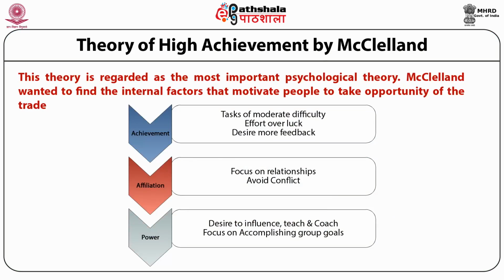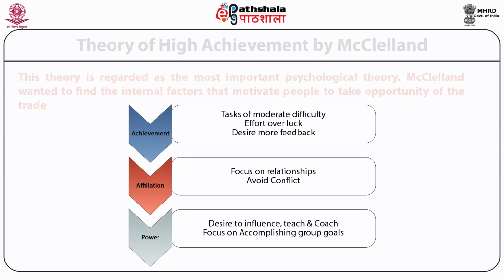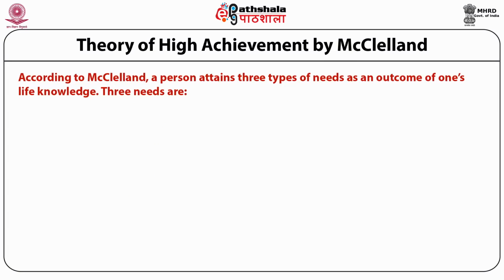Theory of high achievement by McClelland. This theory is regarded as the most important psychological theory. McClelland wanted to find the internal factors that motivate people to take opportunity of the trade. According to McClelland, a person attains three types of needs as an outcome of one's life knowledge.